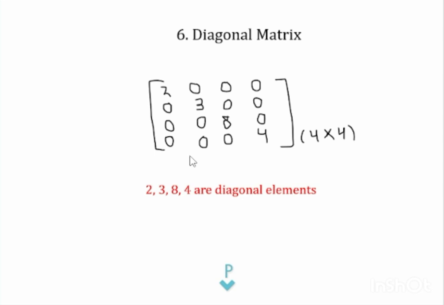The other one is the diagonal matrix. A diagonal matrix is a square matrix where all entries are 0 except for those on the diagonal from the top left corner to the bottom right corner. Let's take a look at a diagonal matrix of order 4 by 4. 2, 3, 8 and 4 are the diagonal elements, and below and above the diagonal elements the entries are 0. This matrix is called the diagonal matrix, and a diagonal matrix is also a square matrix.